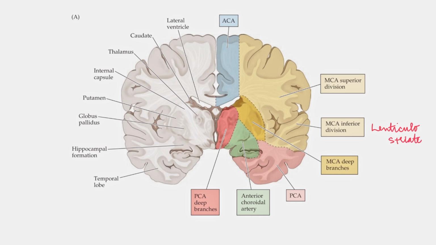And then we have the posterior cerebral artery, and the posterior cerebral artery deep branches is supplying the thalamus, and that is the thalamoperforator artery. Now, you have to have this memorized.